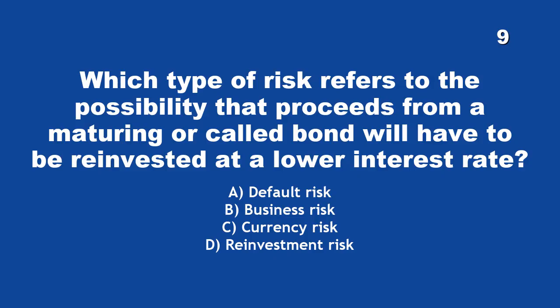Which type of risk refers to the possibility that proceeds from a maturing or called bond will have to be reinvested at a lower interest rate? Option A, default risk. Option B, business risk. Option C, currency risk. Option D, reinvestment risk. The correct answer is D, reinvestment risk.